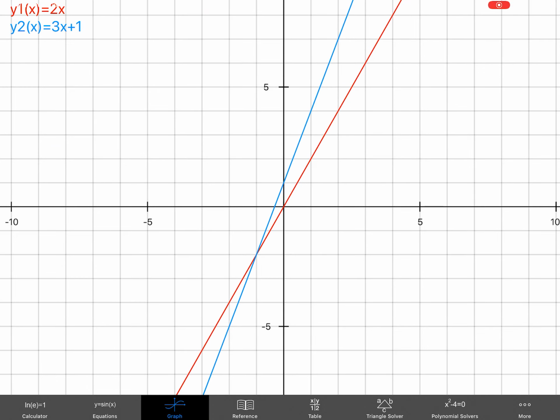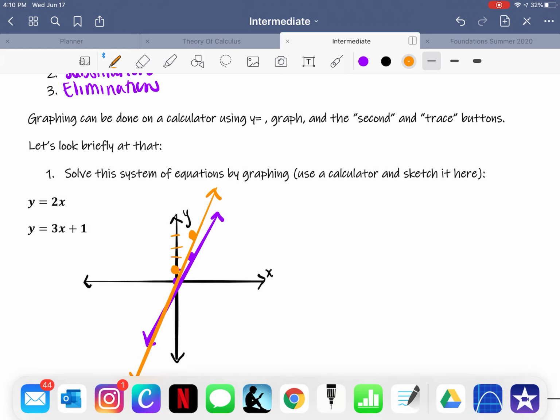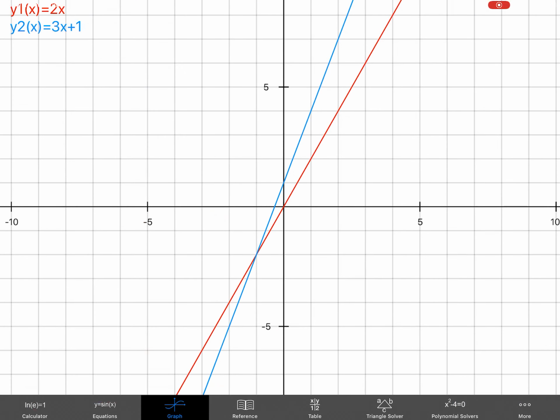You can see that my sketch is close. So I have a blue line and a red line here. Those represent the two different linear equations. And then you can see down in the bottom left corner that they are intersecting. So my sketch is close, but it's really hard to tell. And that's why it's nice to use the calculator.